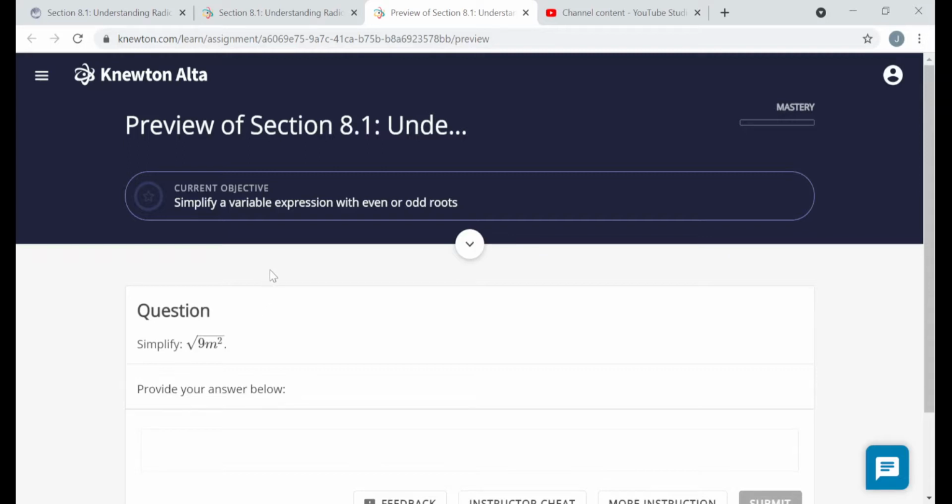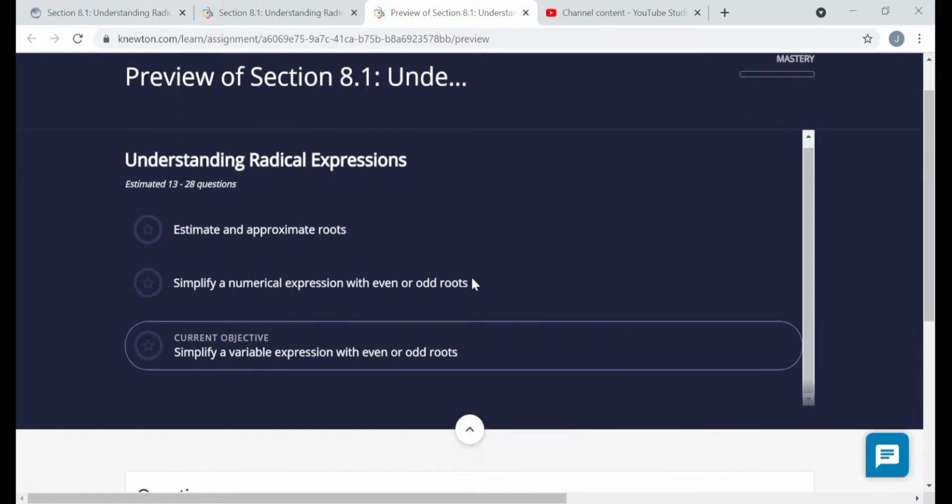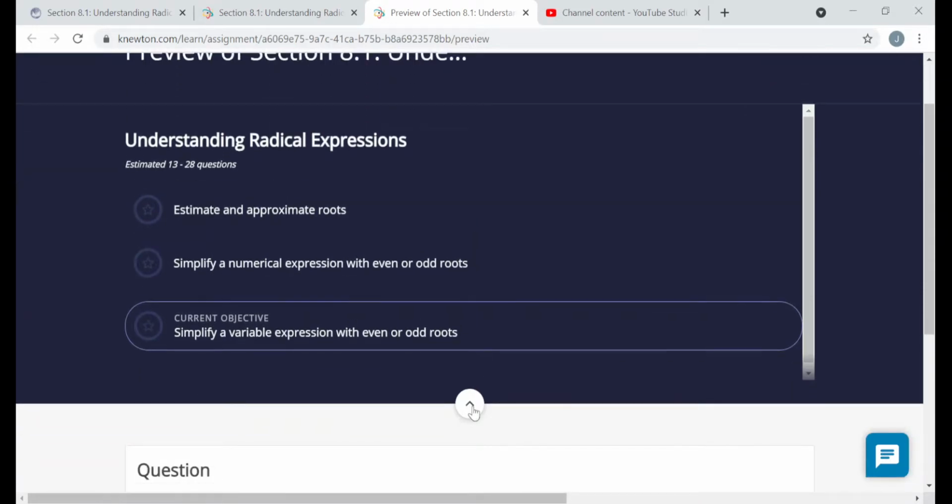Alright, so here we are on the assignment page. Now you won't see the words preview of. You're just going to see the title of the assignment. You have your mastery bar that shows you how far along you've gotten in the assignment, and the objectives. Now, there are 3 objectives in this assignment.